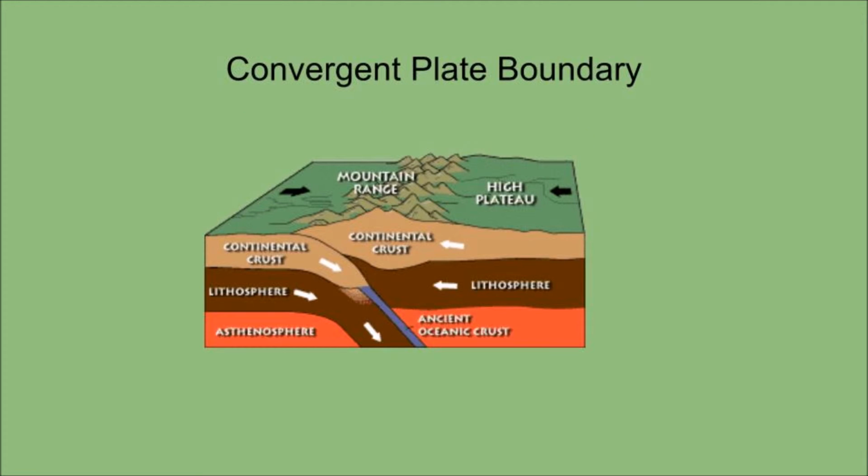The plates can also push against each other. Sometimes one of the plates will sink underneath the other into the hot layer of magma beneath it and partially melt it. Other times, the edges of the two plates will push against each other and rise upward, forming mountains. This area is called a convergent plate boundary.